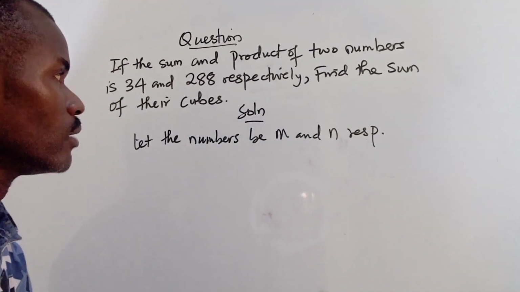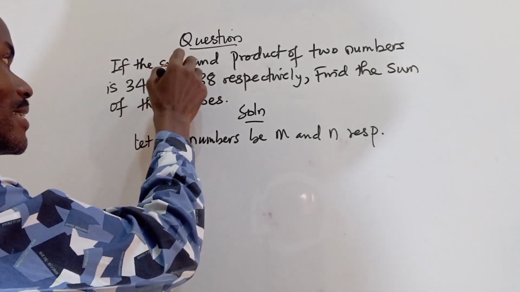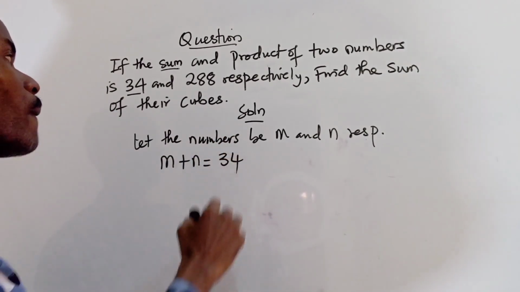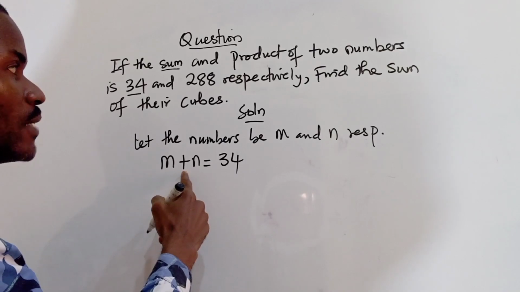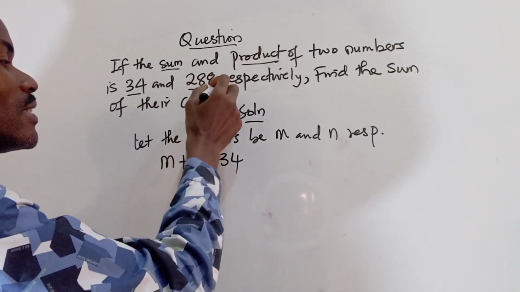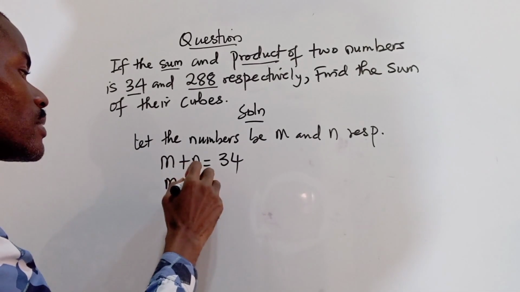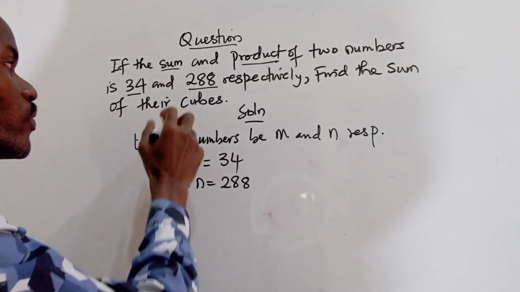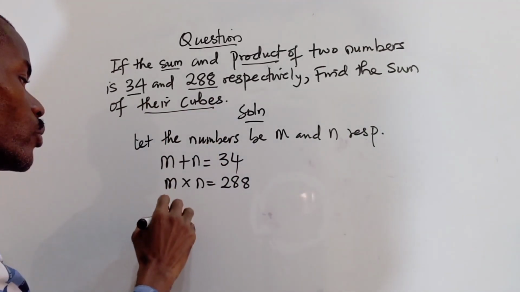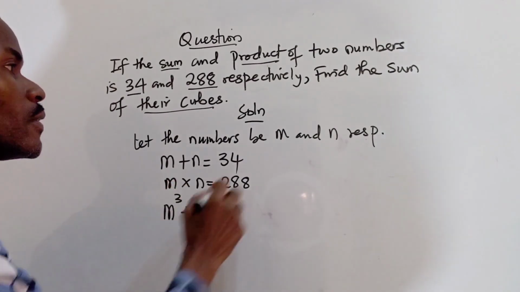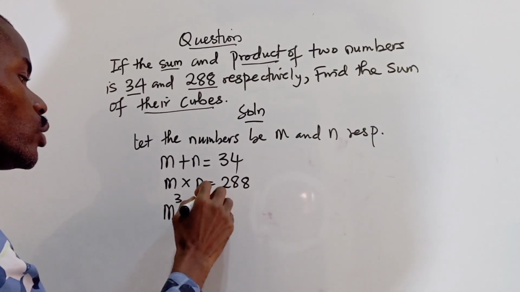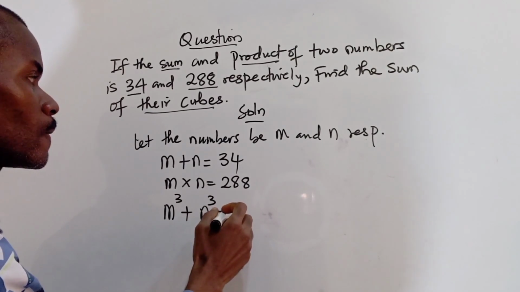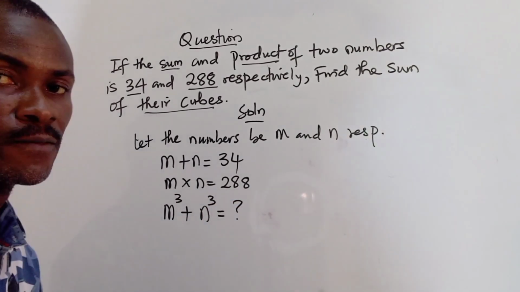Now the question says their sum is 34. So m plus n is 34. Sum means plus. And their product is 288, so m times n is 288. All right, so we want to find their cubes. For their cubes, we have m cubed plus n cubed equals what? That is what the question is asking us to find.